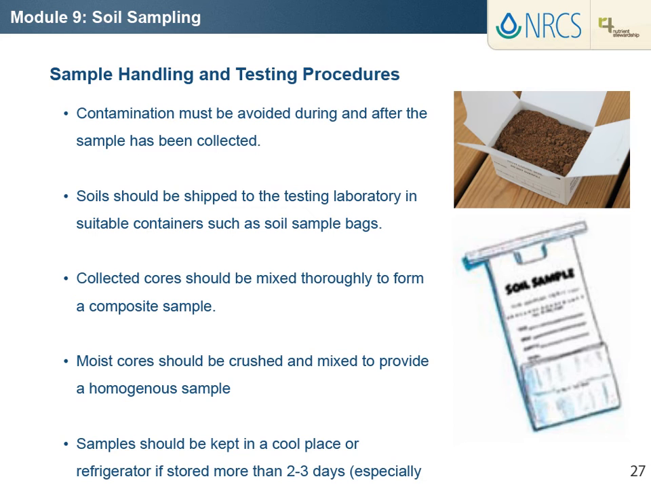If the samples are not shipped immediately to the laboratory, they should be kept in a cool place or in a refrigerator if stored for more than 2 to 3 days. This is not important for all nutrients, but for some it is, for example nitrate and sulfur. If the mixed sample is to be dried before delivery to the laboratory, the drying should be done at temperatures no greater than 104 degrees Fahrenheit.